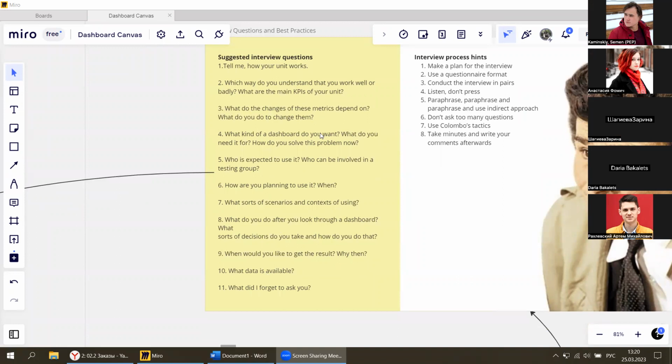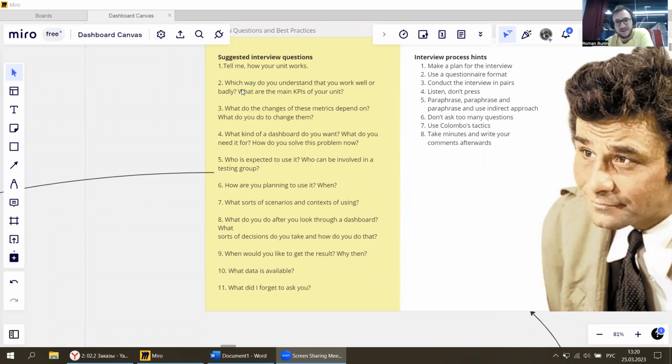The structure of the questions is the following. We're just asking: describe your unit, how the business unit works, how do you understand what works well. I would say it's the most important question, just because sometimes people don't understand how to measure their work. The next question goes deeper, and you ask, how do you change these metrics? Okay, you measure orders, but how do you influence the amount of orders, and so on?